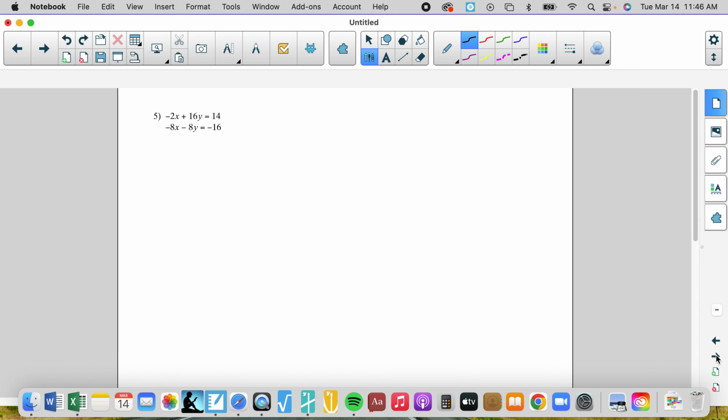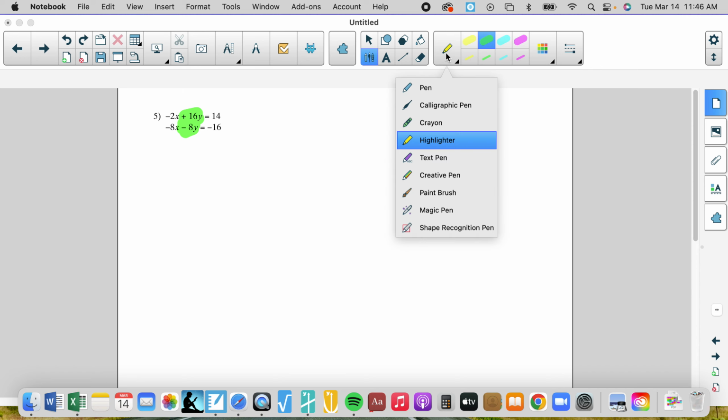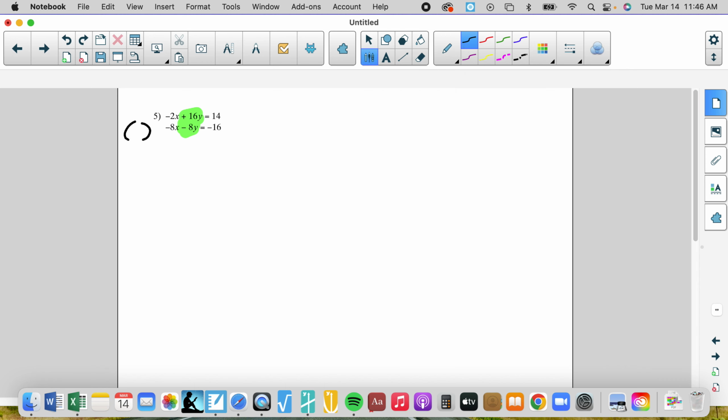Number 5. Okay. Ooh. All right. So the easiest one is going to be y. And I choose the y over the x's because I don't have to worry about the signs. The signs are opposite of each other. So all I have to do is multiply the bottom one by a positive 2.